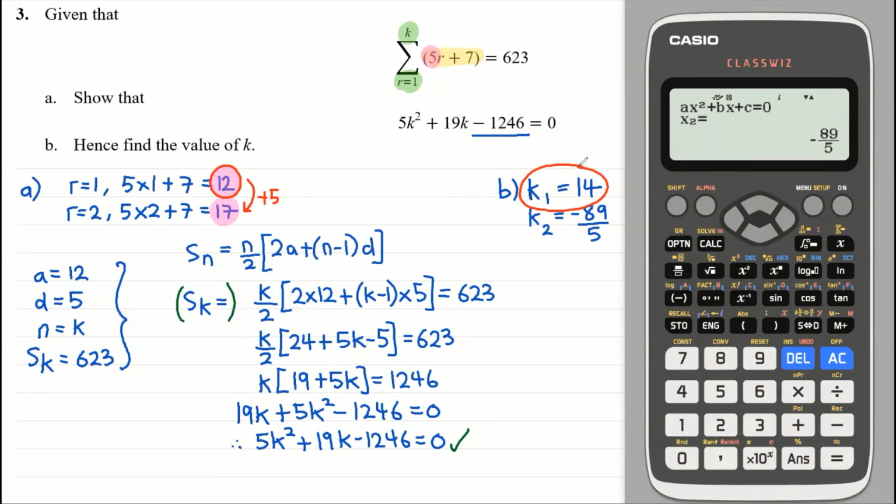So from ClassWiz, where we had a equals 5, b equals 19, and c equals negative 1246, we got k is equal to 14. Okay, and that's the answer. So that concludes the lesson.